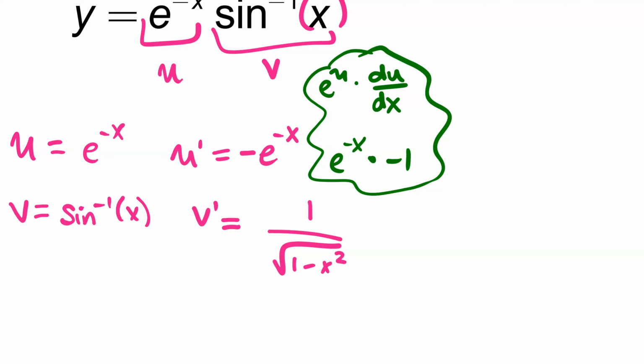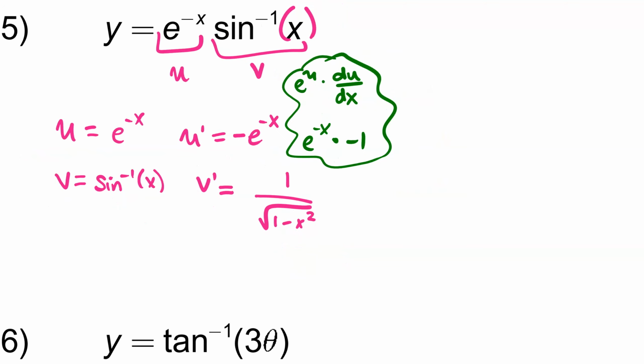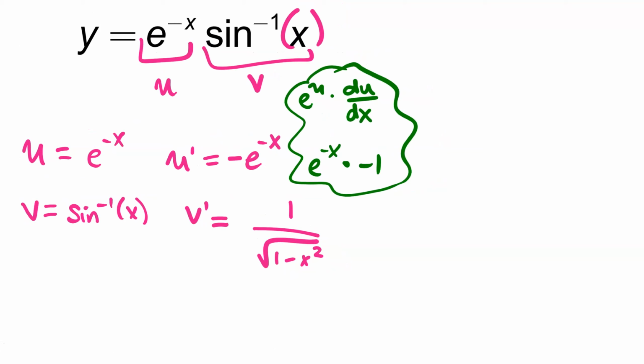Number 6, the next one. Okay, so I have a product rule right here. Wait, I have a question. Hold on, I'm gonna wait till people are quiet.